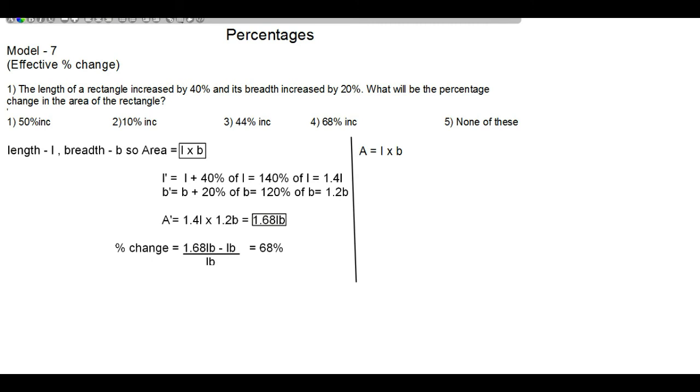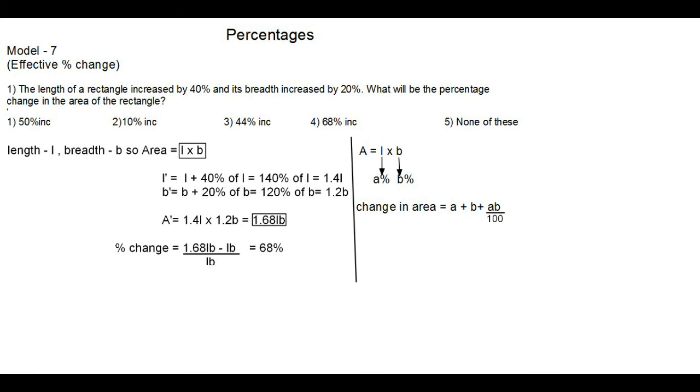Let us assume that the length of the rectangle has changed by A% and the breadth of the rectangle has changed by B%. Now since area is dependent on both length as well as breadth, the net percentage change in area can be taken as A plus B plus AB by 100%. So change in area will be equal to A plus B plus AB by 100%, where A is the percentage change in length and B is the percentage change in breadth.